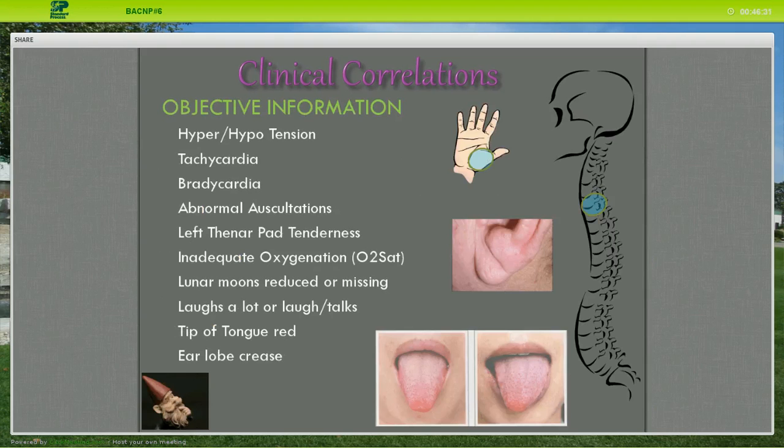Now, the objective information are the things that I'm looking for. In addition, once I see that I've got a cardiac tendency, I'm checking obviously their blood pressure. Do they have a hypertension or a hypotension? Tachycardia to me is a pulse over 100, whereas a bradycardia is a pulse under 60. So I'm looking at things like that in addition to their oxygen. So I have a little pulse oximeter that tells me their pulse and their O2 saturation. So if that oxygen saturation is under 94, it's a little concerning. Of course, the lower under 94, the more problematic.